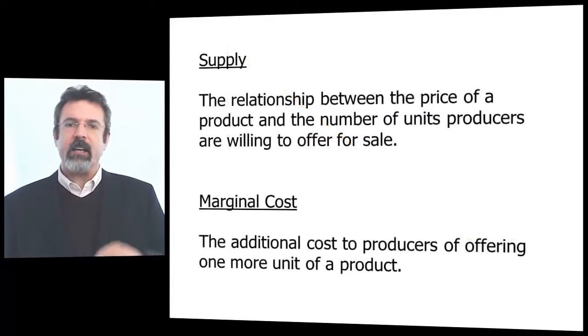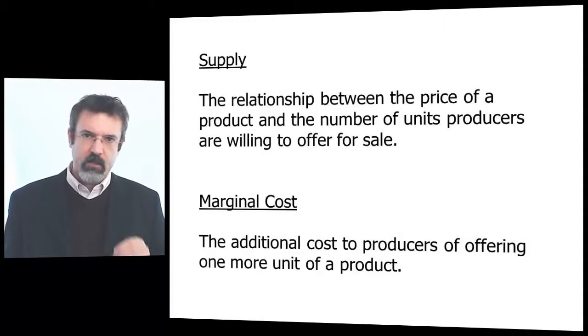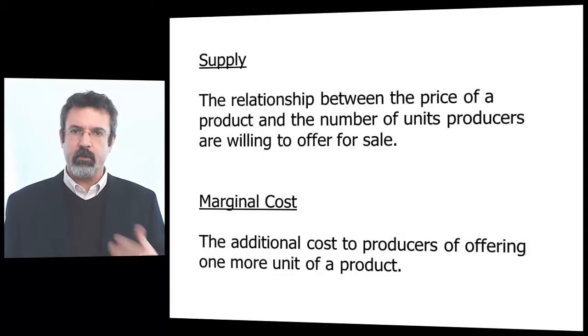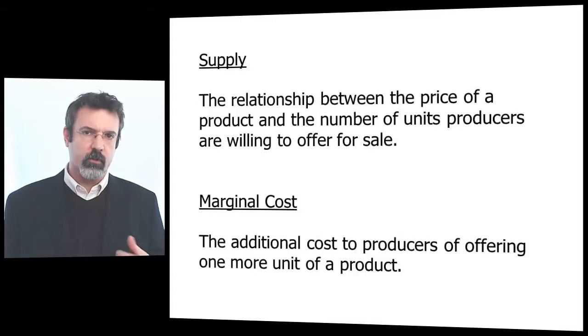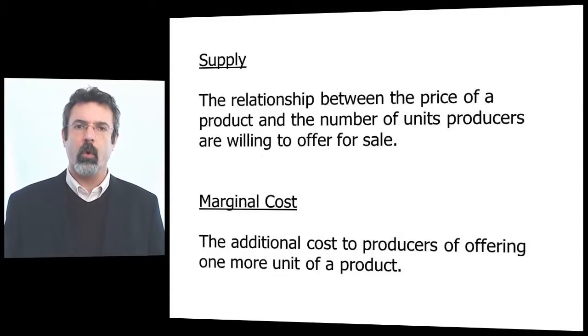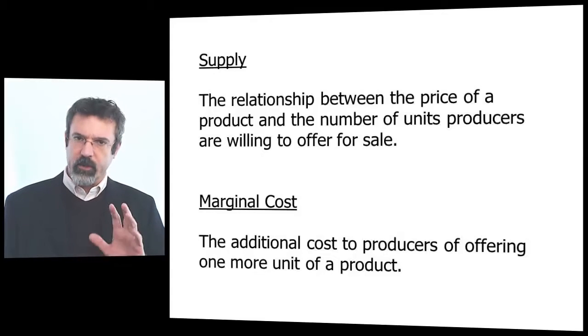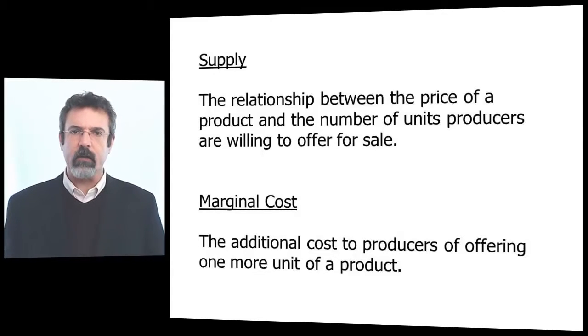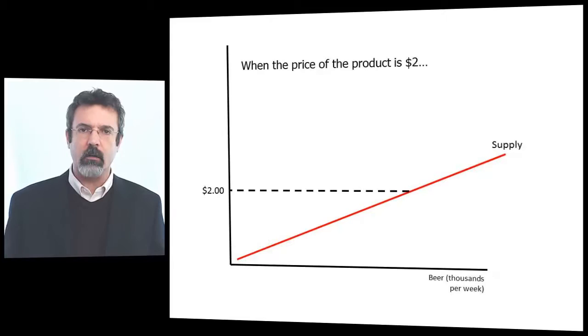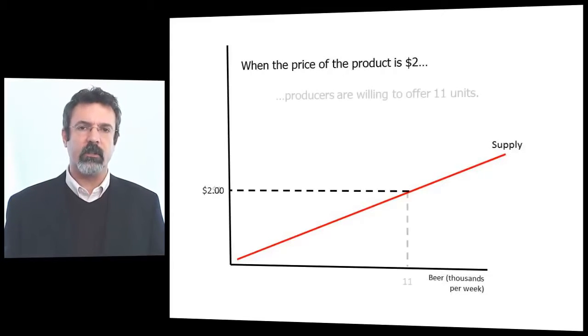Similarly, supply is the relationship between the price of a product and the number of units producers are willing to offer. Marginal cost is the additional cost to producers of offering one more unit of the product. So for example, if we look at a supply curve, when the price of the product is $2, producers are willing to offer 11 units.